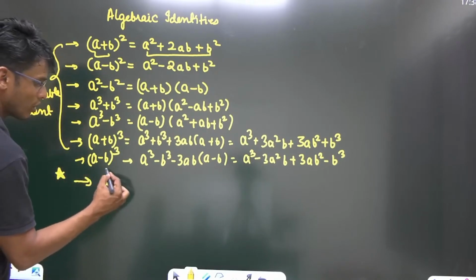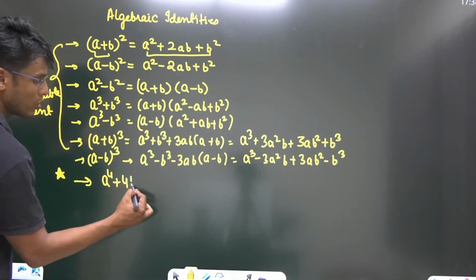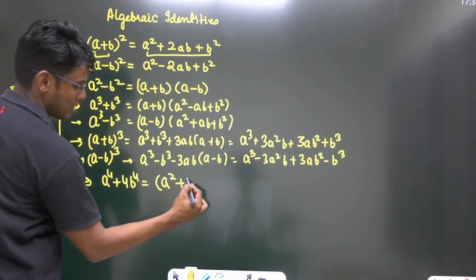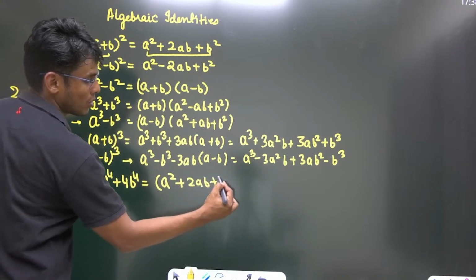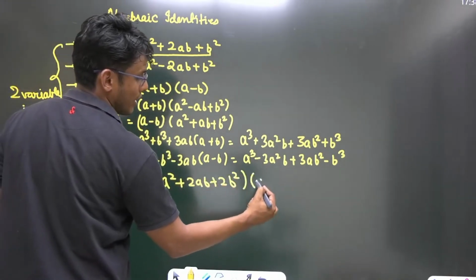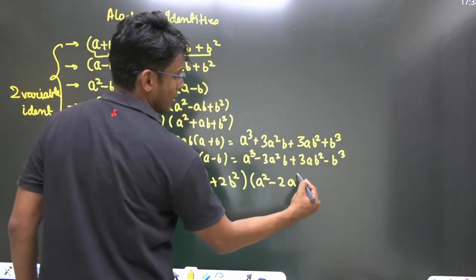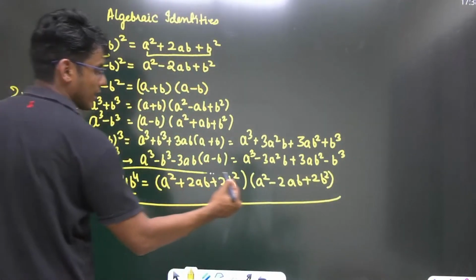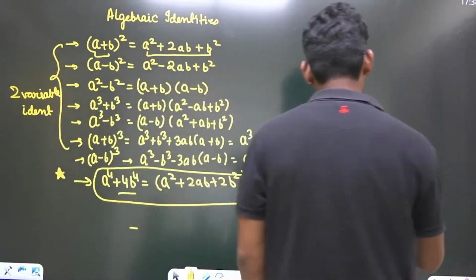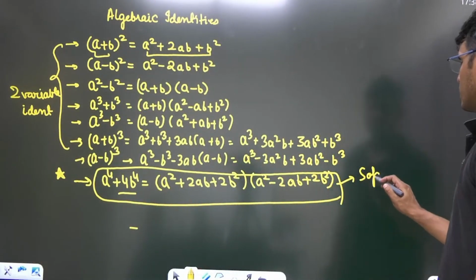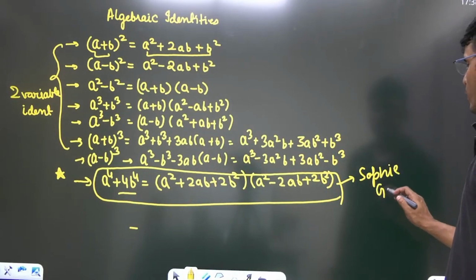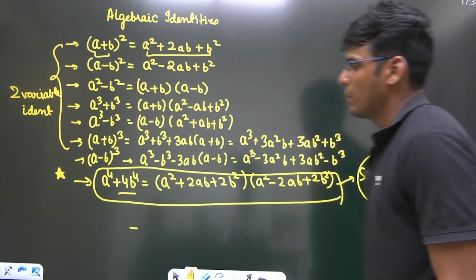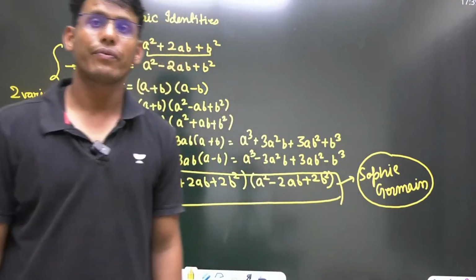a to the power 4 plus 4b to the power 4 equals a square plus 2ab plus 2b square times a square minus 2ab plus 2b square. Can somebody prove it for me? This is called Sophie Germain, one of the very few things which are named after women in mathematics.